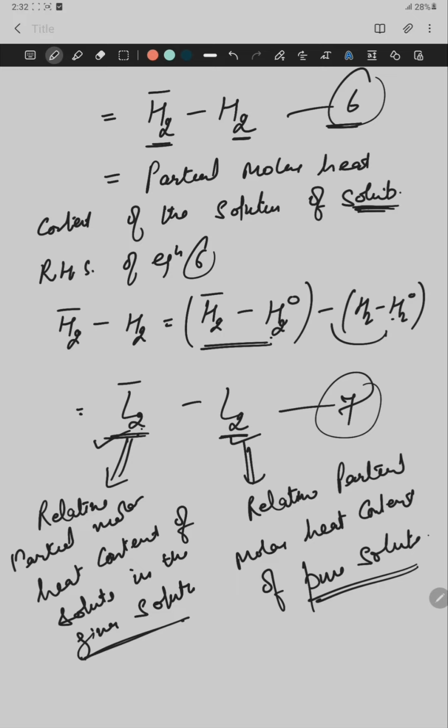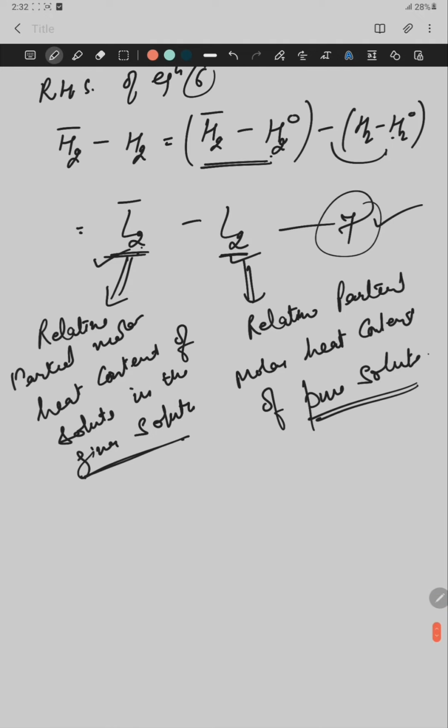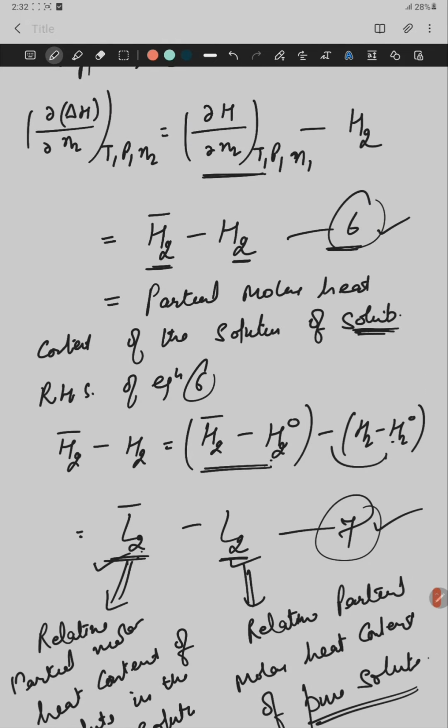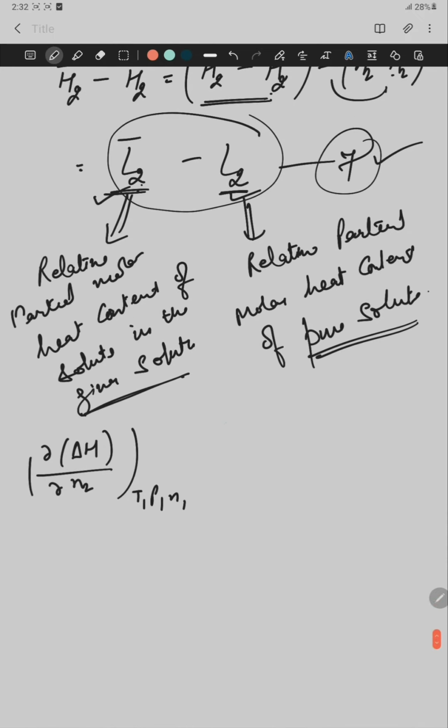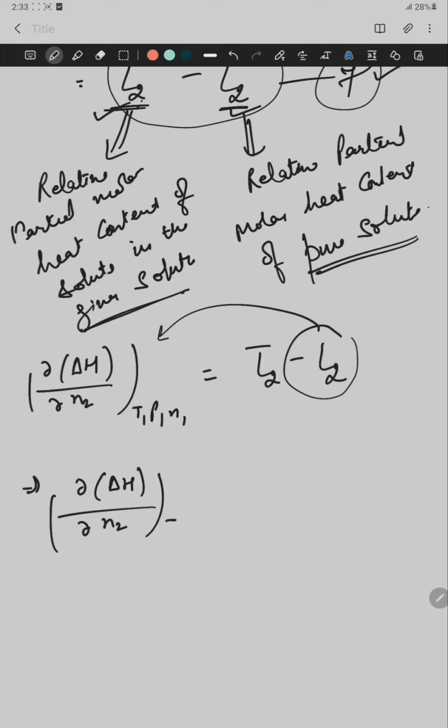Okay, so put this equation 7 in equation number 6. We will get curly delta H by curly N2 at constant temperature, pressure and N1. On the right side, H2 bar minus H2 is replaced with L2 bar minus L2. So just a slight modification, L2 can be taken on the left side, plus L2, this is equal to L2 bar. This is your equation number 8.